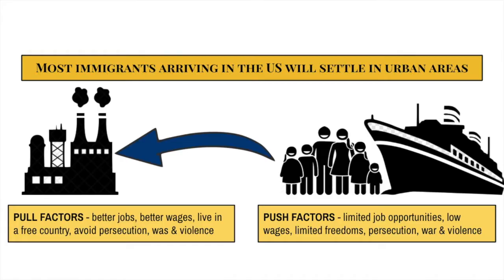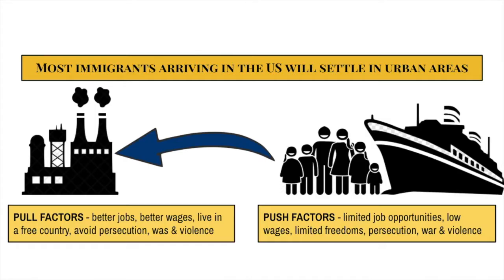And just a little side note, because we're going to talk more about this later, but immigrants are coming for what are called pull and push factors. Pull factors would be things that are bringing them to the United States, reasons to come here: better jobs, better wages, living in a free country that embraces individual and civil rights, to avoid persecution that they might be facing back in their home nation, as well as wars and violence. And then there's the push factors, which would be the things that are happening back in their native country that are maybe pushing them out.